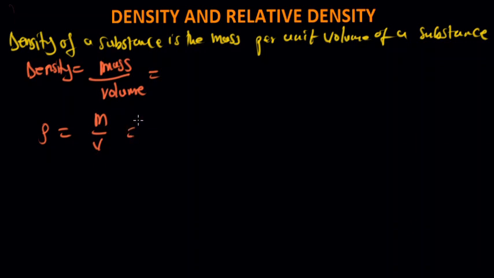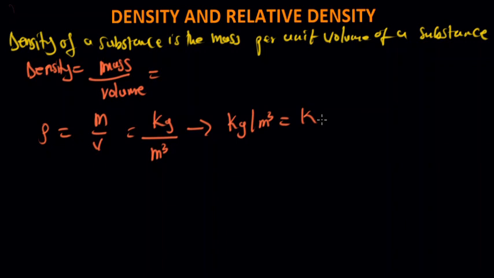The unit of measurement for mass is kilogram. That is the standard unit, and that of volume is meter cube. So the unit of density is kilogram per meter cube, kg per m cubed. So this is the unit of measurement for density.